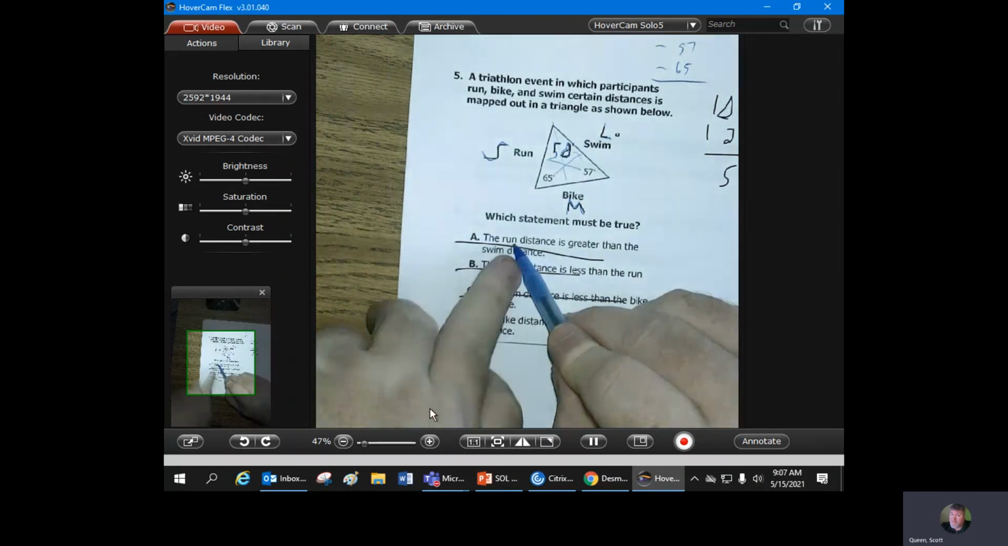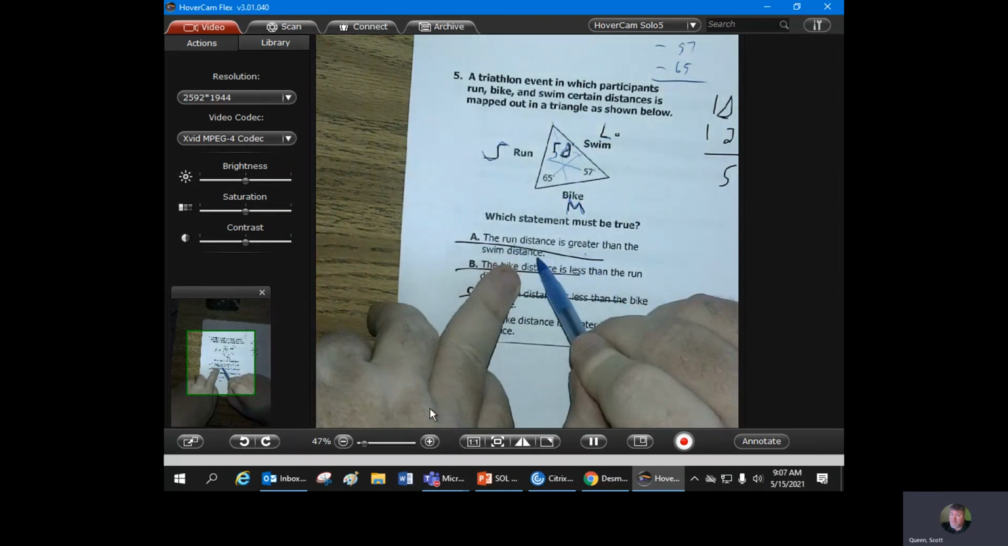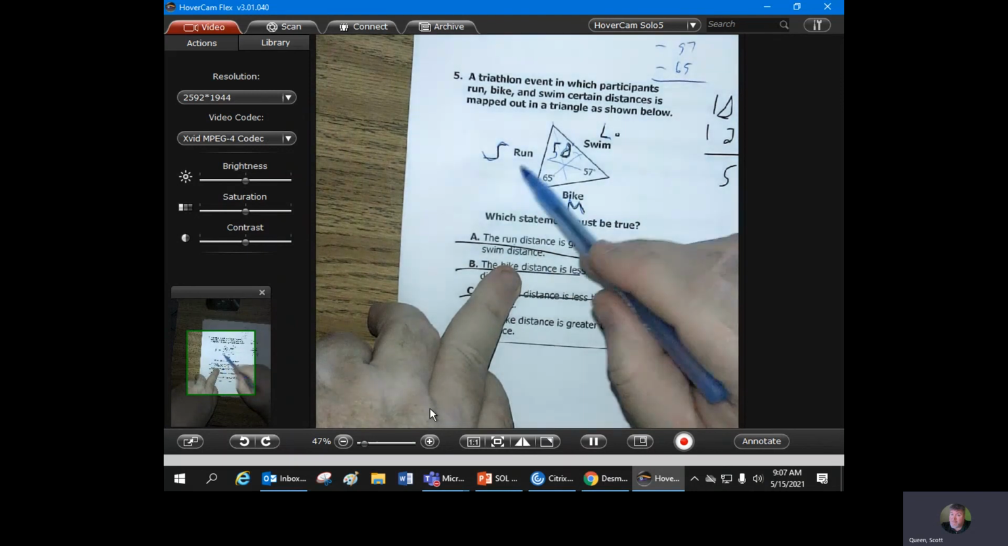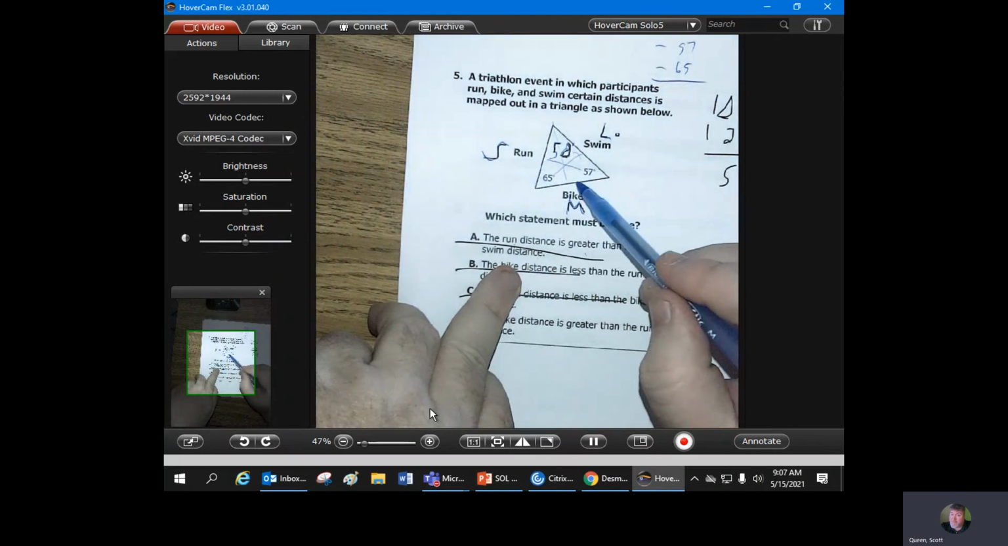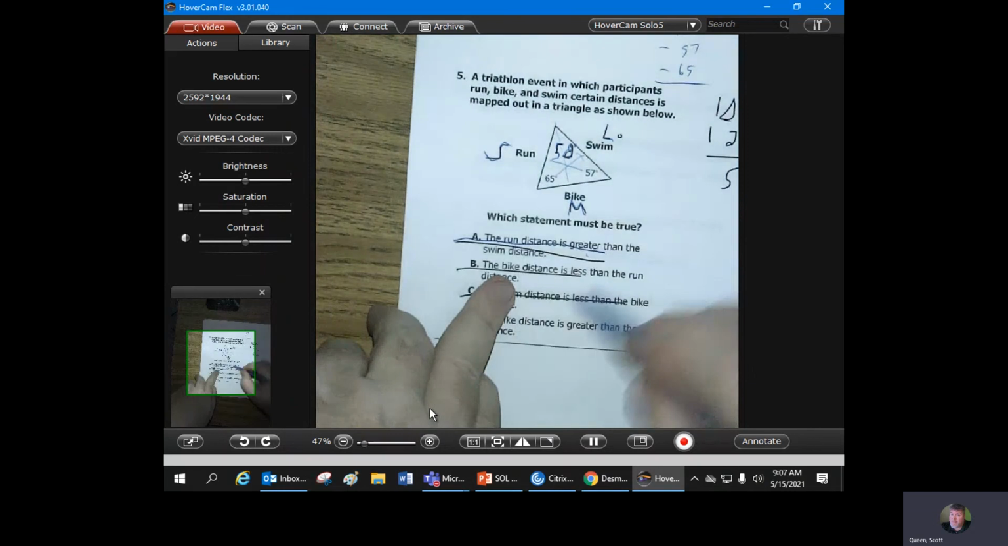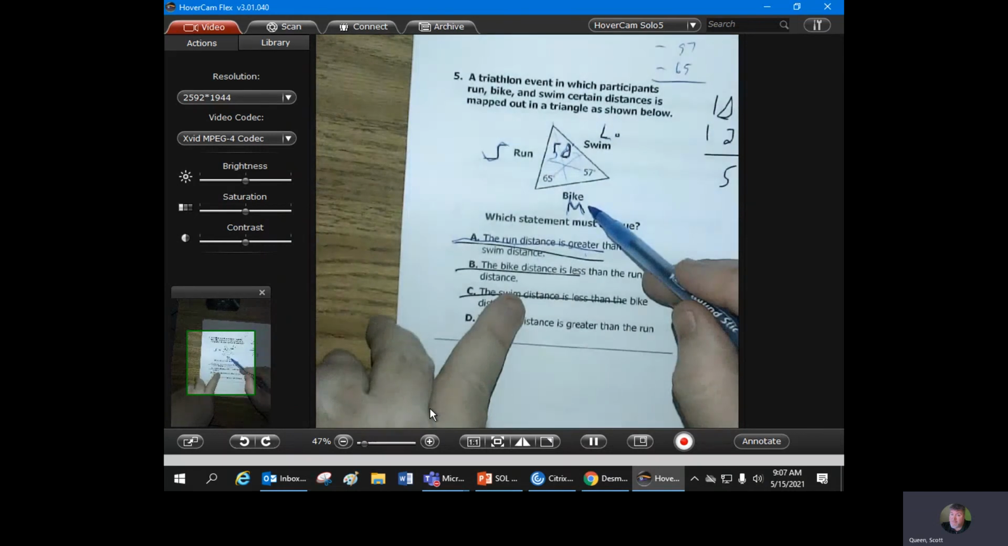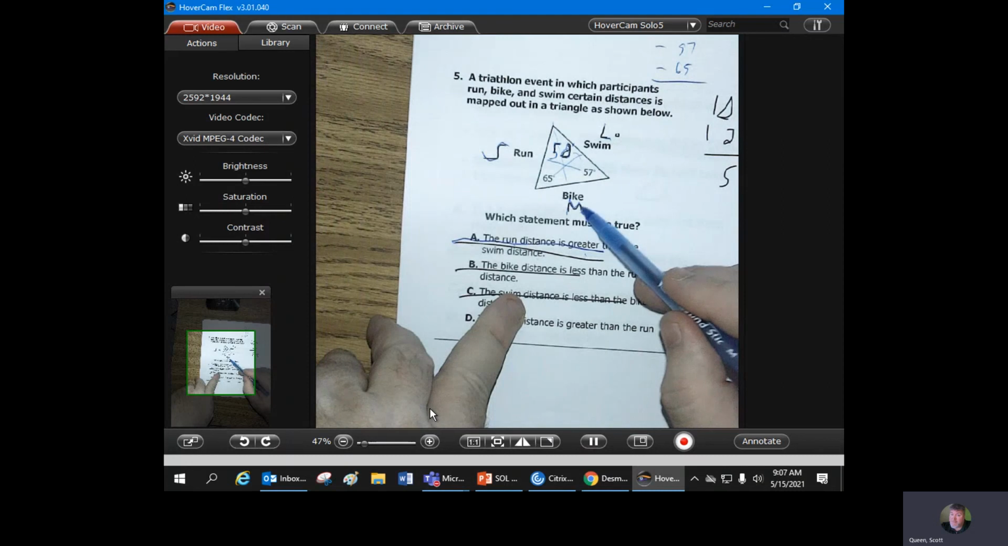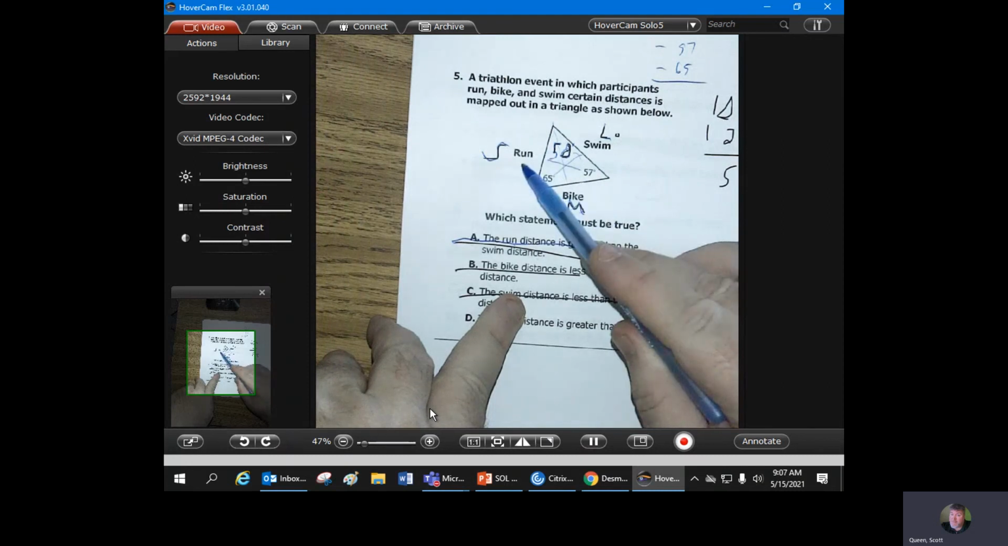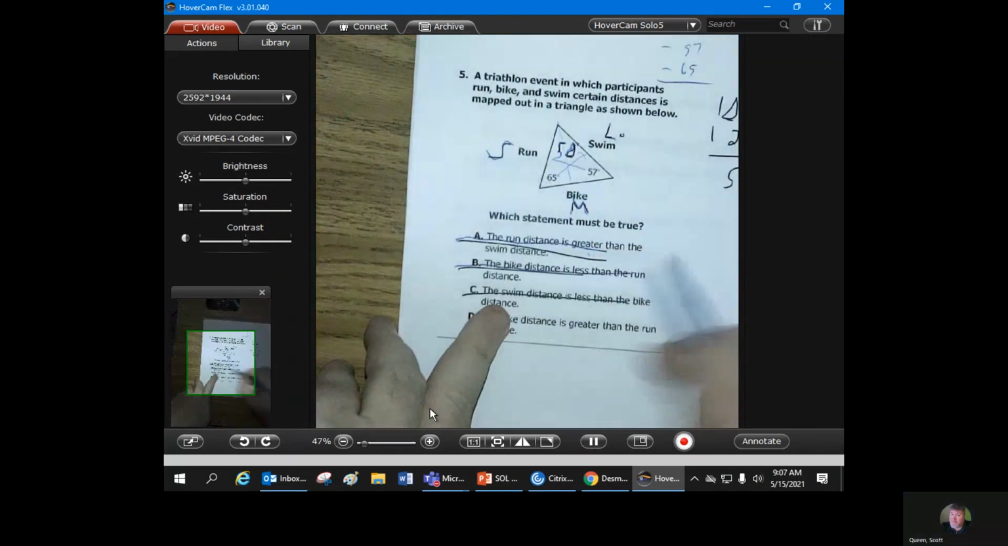The run distance is greater than the swim distance. Well, let's see if that's true. Run is small. Small can't be bigger than anything, can it? So it can't be A. B says bike distance is less than run distance. Well, bike distance is medium. Medium can't be less than small, so it's not B.